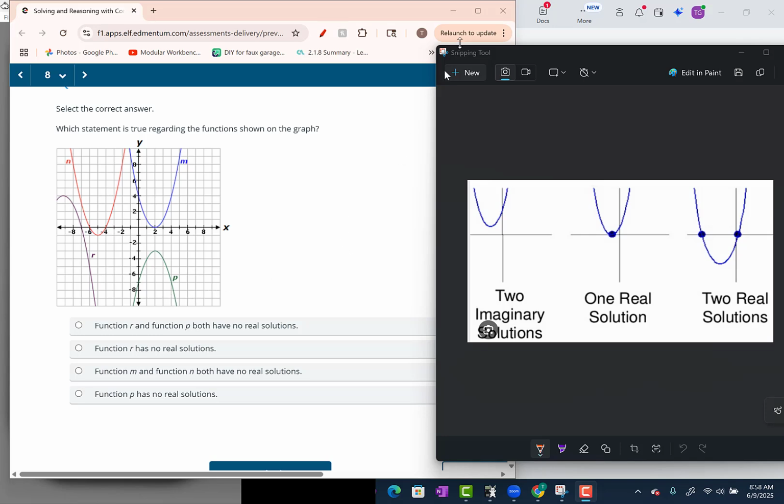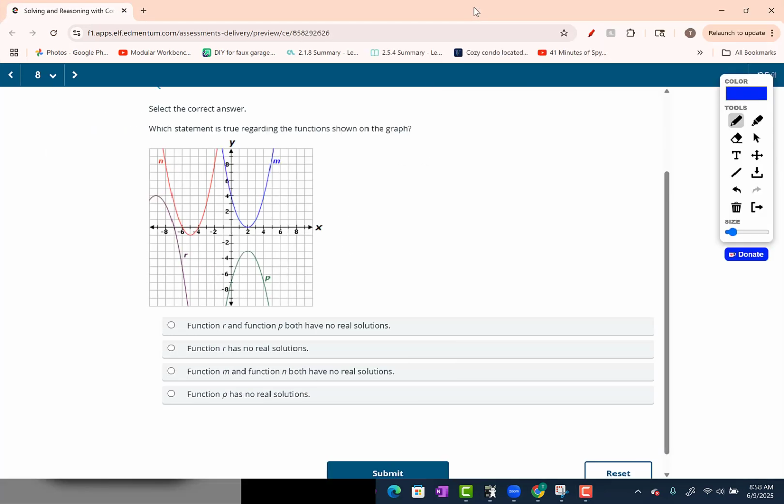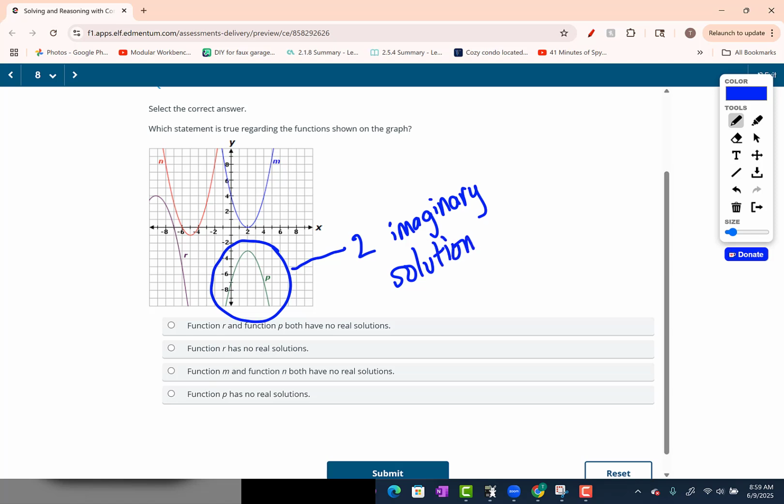So let's start with, in fact, graph P. So we look at graph P here. Does it touch the x-axis at all? No. So that means graph P is going to have two imaginary solutions, or two complex solutions.